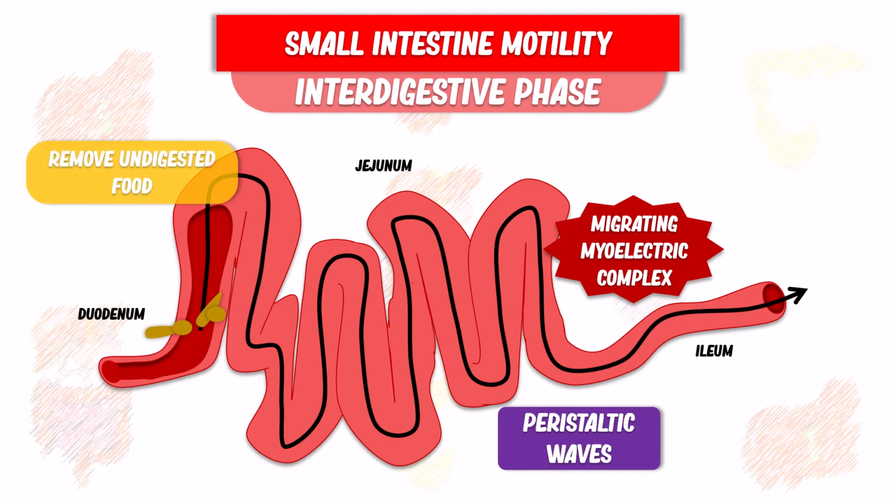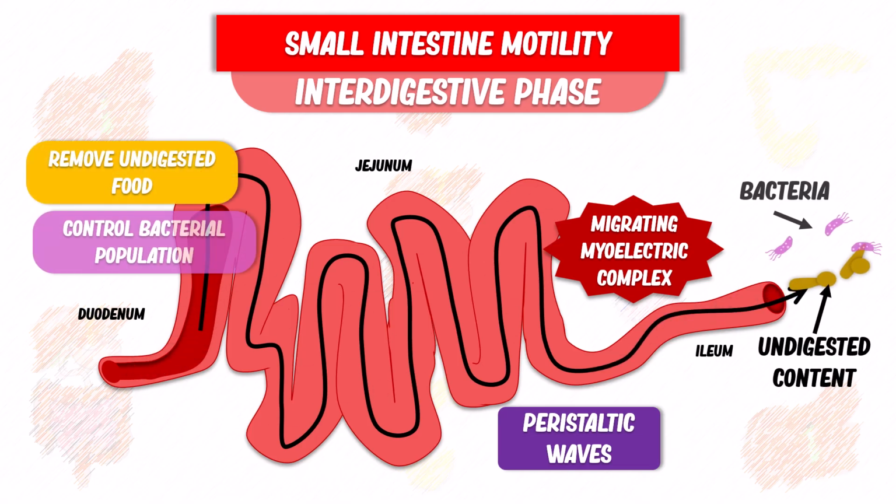The function of these contractions is to push undigested material into the large intestine and regulate the bacterial population. The bacterial count is relatively low in the duodenum and increases as you move toward the ileum, where it becomes more abundant. This balance needs to be maintained, and the migrating myoelectric complex plays a key role in that.